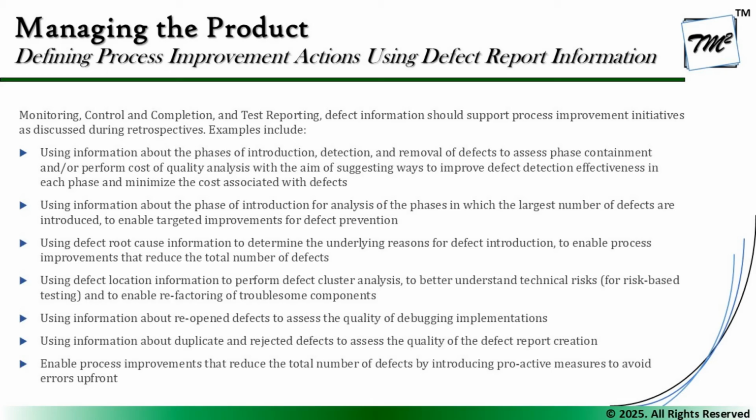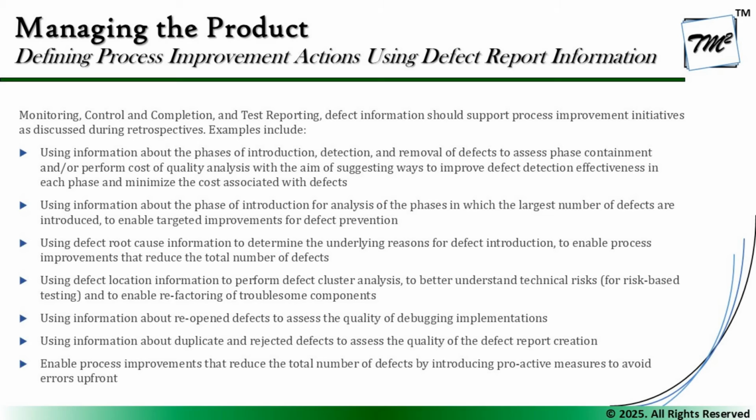The point number 2 here is using information about the phase of introduction for analysis of the phases in which the largest number of defects are introduced, to enable targeted improvements for defect prevention. The same field can be used the other way around to identify which particular phase has a lot of defects introduced. If you had a high number of defects introduced during coding, we understand that development has to improve. The same way, if we find a lot of defects were introduced during design, then we understand the design has to be revisited or we have to do something better for it.